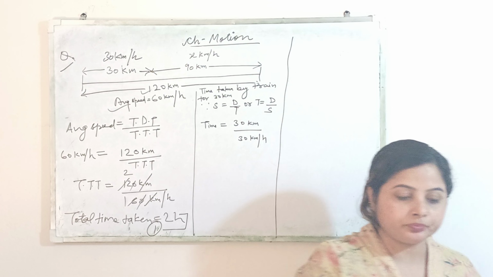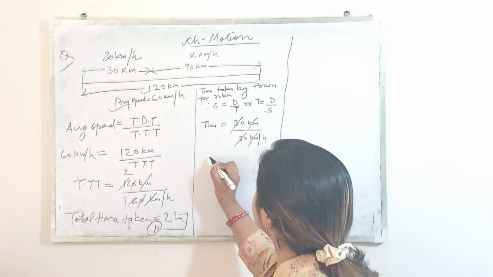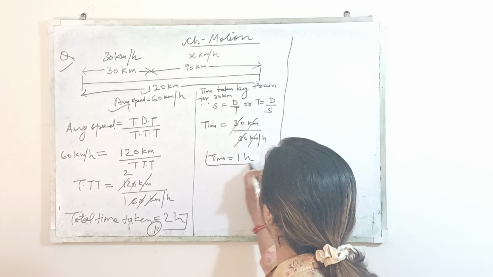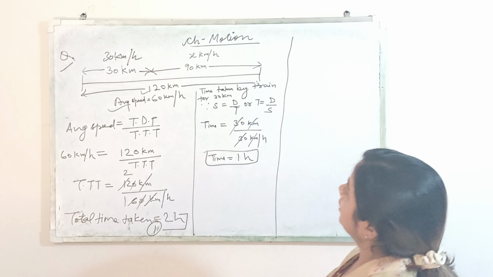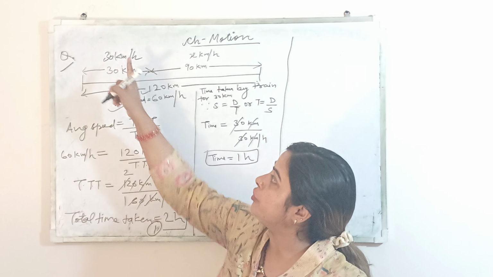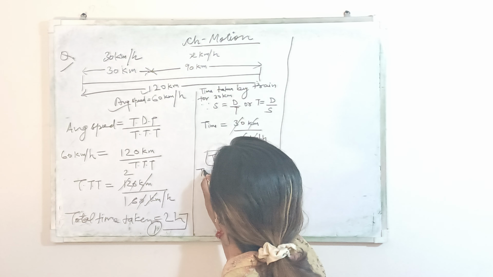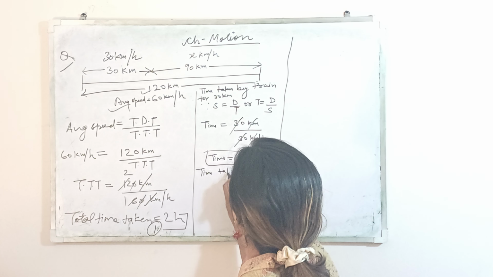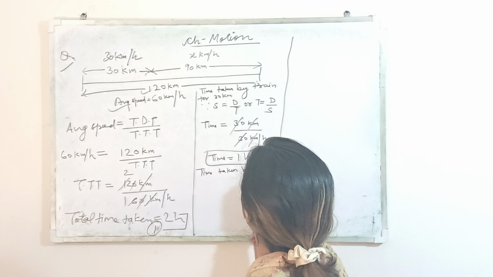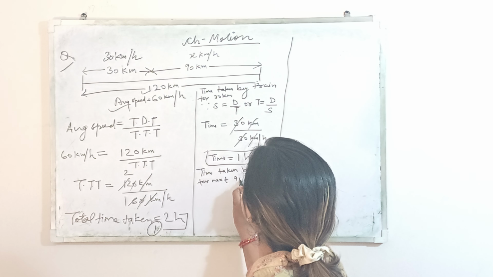I hope it is clear. Kilometer cancel, 30 30 cancel. Time taken is 1 hour. Clear? This is the time taken by the train for the first 30 kilometer journey. Okay, now time taken by train for next 90 kilometer.